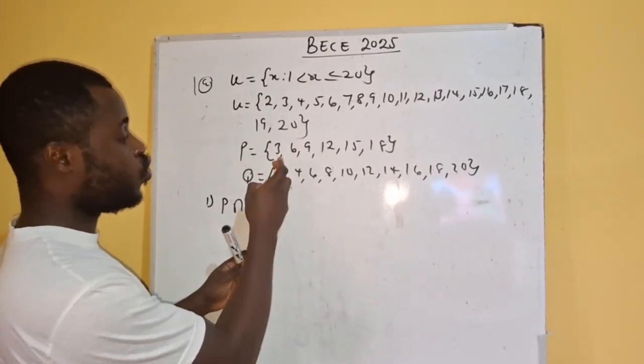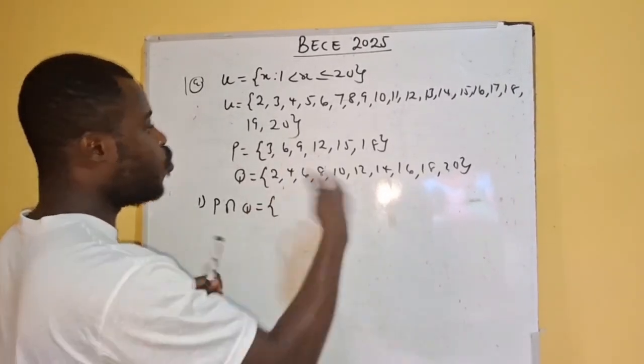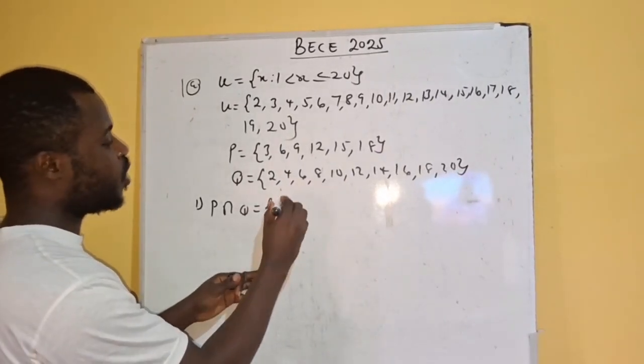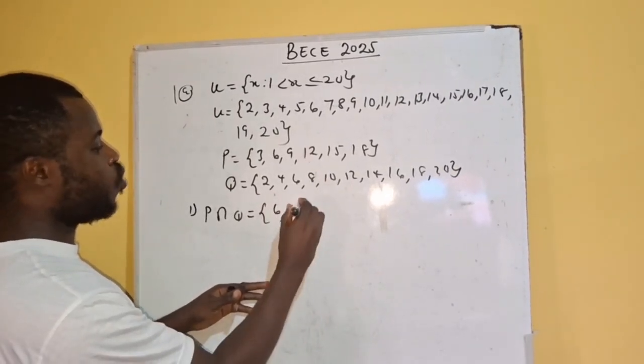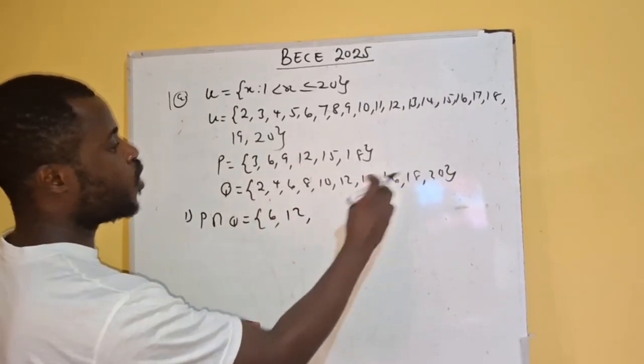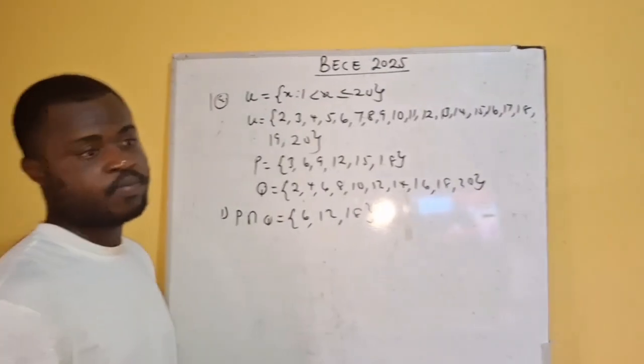Now, 2 is here, 2 is not here, it is not common. 4 is here, 4 is not here, it is not common. So when you go through, you can see that the common element here will start from 6. When you go through, you can see 12 is also common. Then when you go through, you can get what? Your 18. This is P intersection Q.